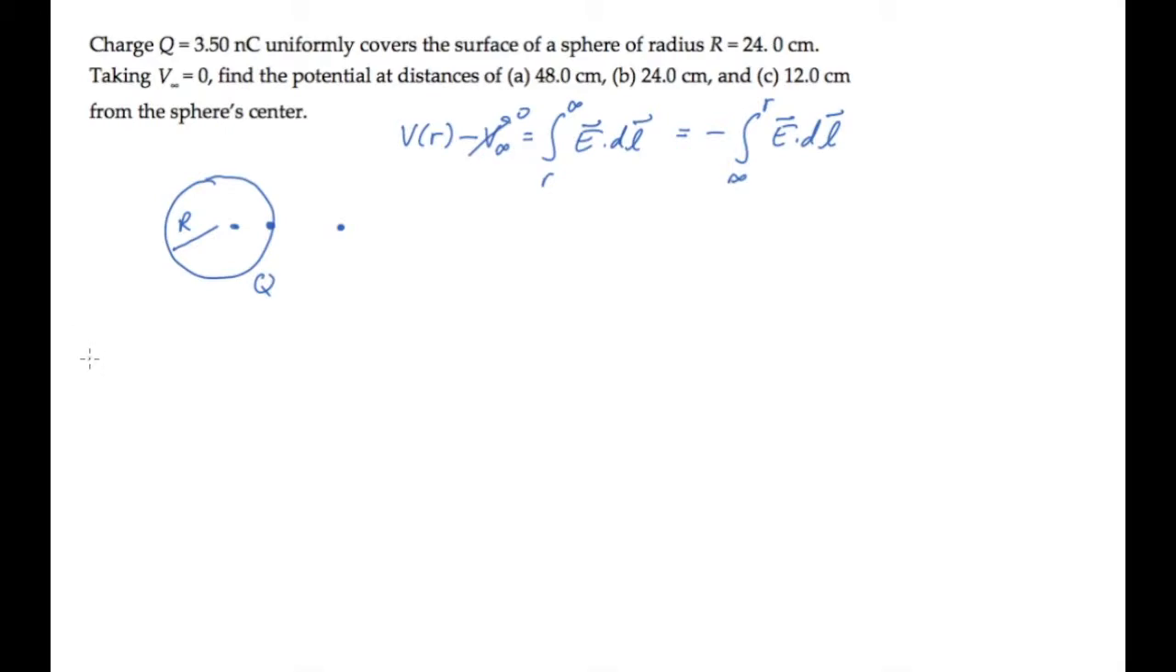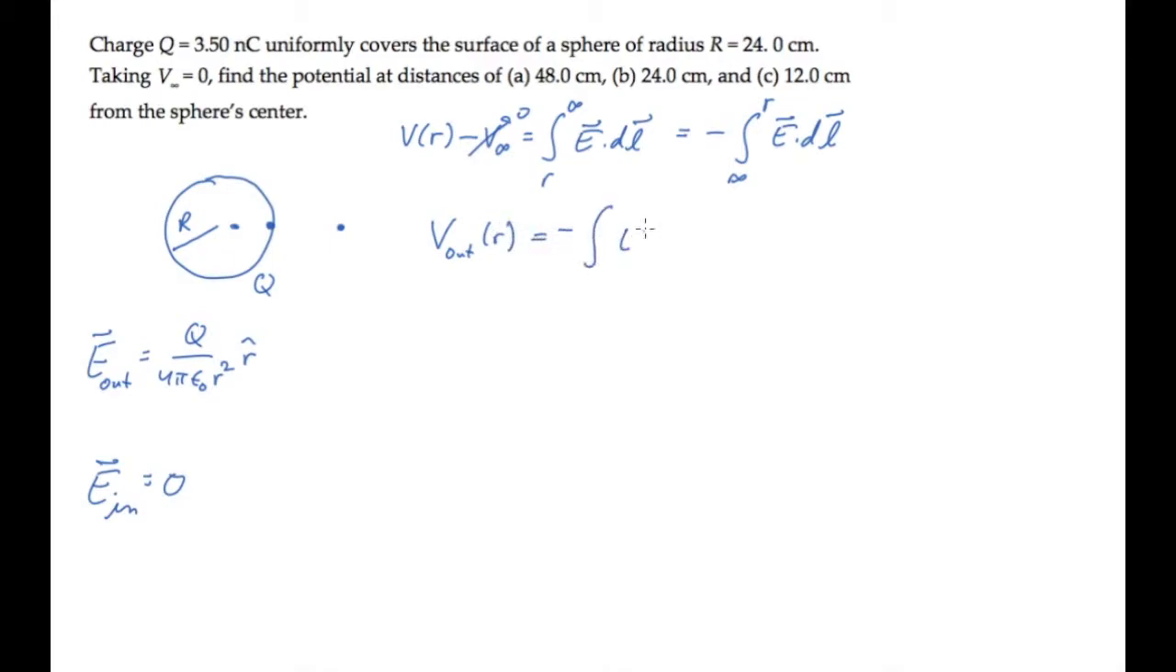We know from Gauss's law that the electric field outside the sphere is the same as that of a point charge, q over 4 pi epsilon naught r squared in the r hat direction. Also from Gauss's law, we know there is no electric field inside the sphere. So we can use these expressions to evaluate the potentials outside and inside.